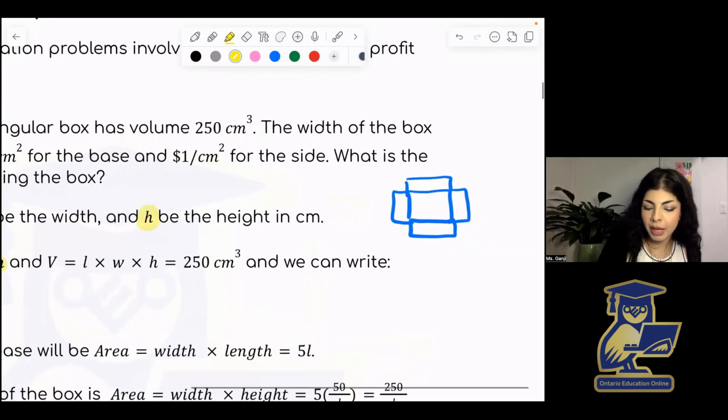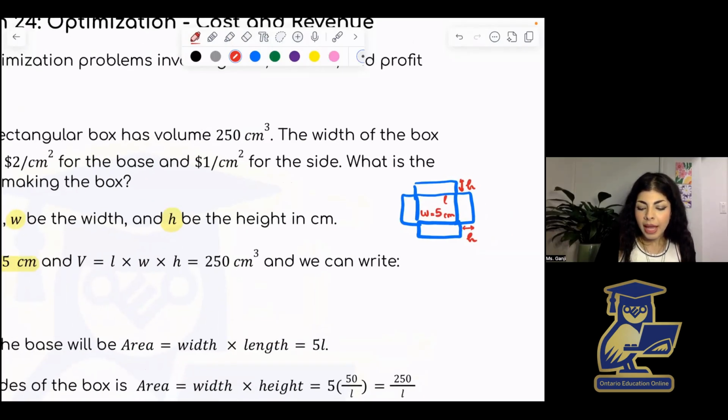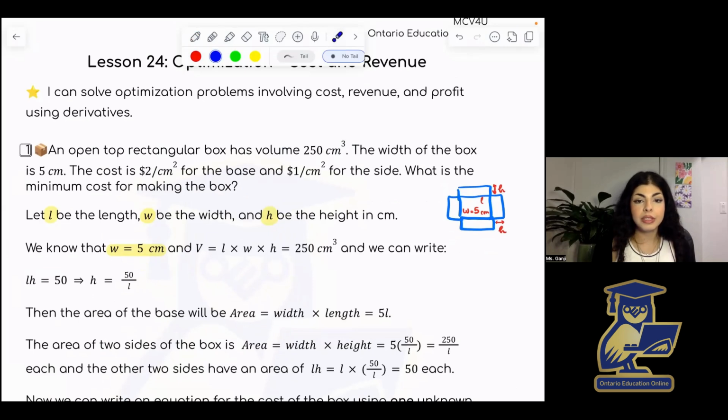Just interpreting my diagram here, this would be, for example, the width, which is 5. Here we have our length, and our height is these, or let me draw better. So this is our height, and this is also our height. I'm just going to rewrite this a little better too. The width is 5 centimeters. And we have also been told the volume is 250 centimeters cubed.